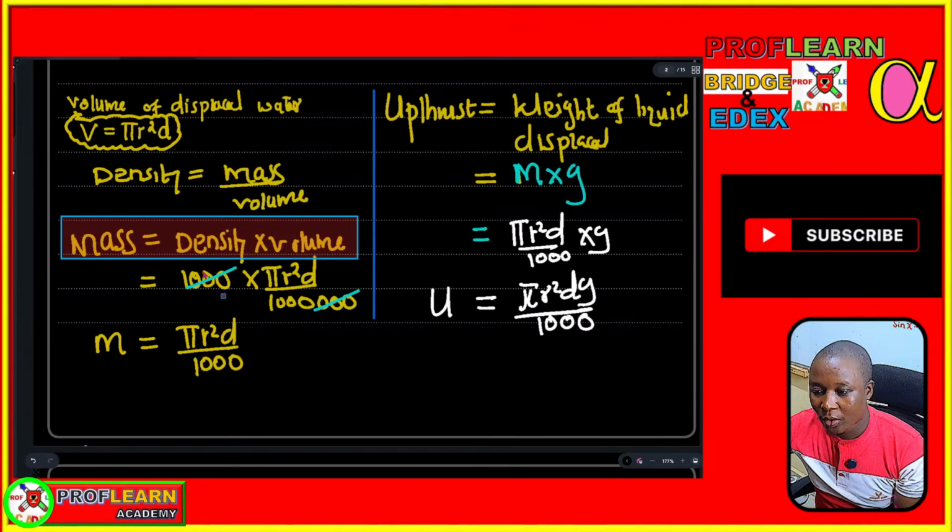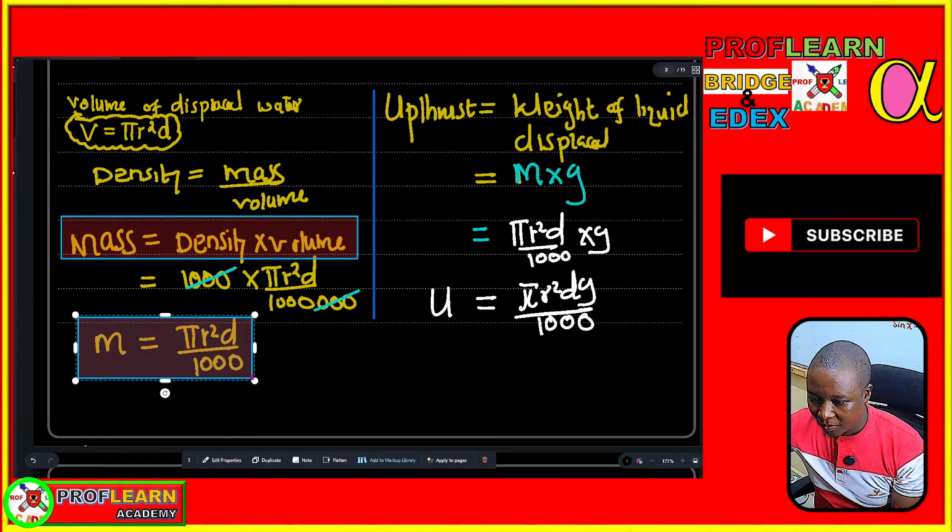meter cubic. So the density was in gram per centimeter cubic, I converted to kilogram per meter cubic, and the radius was given in centimeters, I had to convert it to meters. So the volume should be in meter cubic, density should be in kilogram per meter cubic. So you can see this million here is going to cancel with 1,000, then we're going to remain with our mass being equivalent to pi r squared d over 1,000.